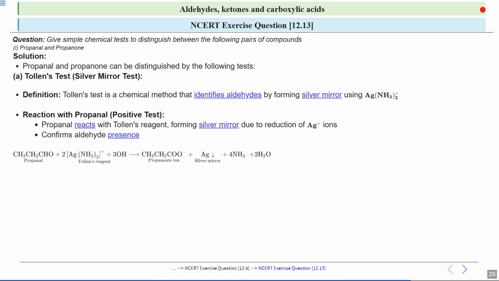If you look at this particular reaction, you will see propanal, which is CH3CH2CHO, reacts with Tollens reagent to form the propanoate ion, metallic silver and ammonia. If you see over here, the silver ions, Ag+, are reduced to silver metal, Ag, and this is what forms the mirror.